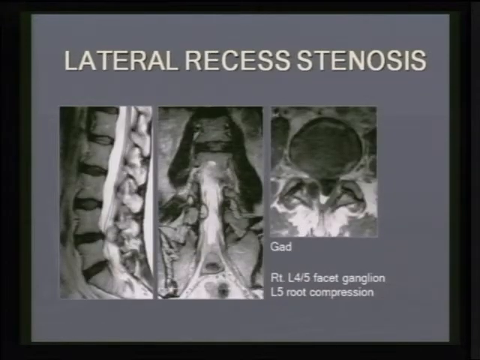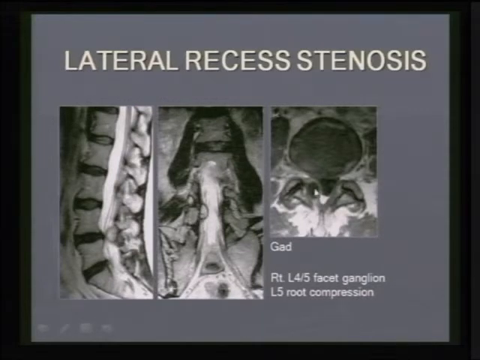This is a classical example of a facet ganglion, which is commonly associated with degenerative spondylolisthesis, and it's a potent cause of lateral recess stenosis. So we see the ganglion here on the sagittal T2-weighted image at the level of the slip. We see it here also on the coronal image.